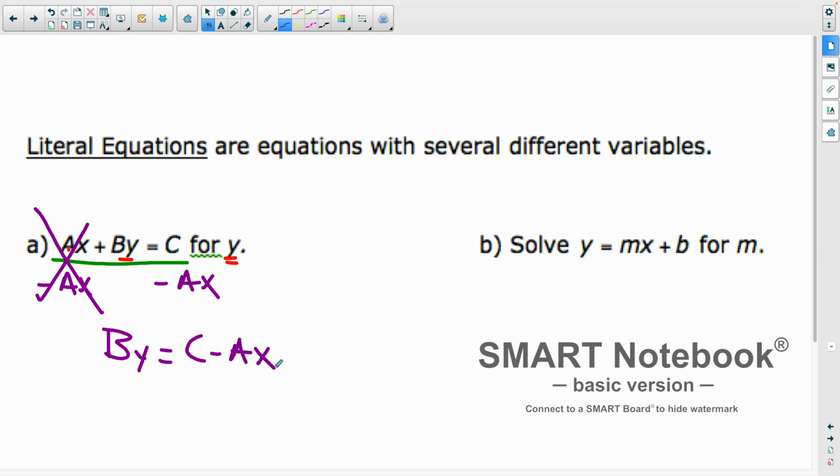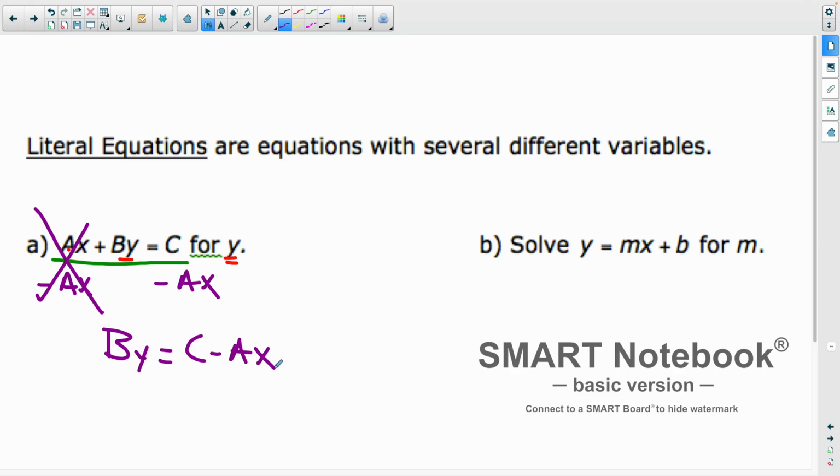Are these like terms, C and AX? They don't look very much alike, do they? Okay? So that's the best that I can do. Just say C minus AX. Now, I almost have the Y by itself. What's the last step? Gotta get rid of that B.